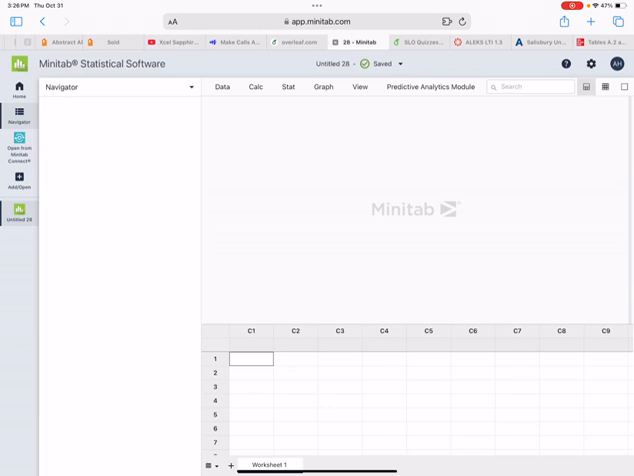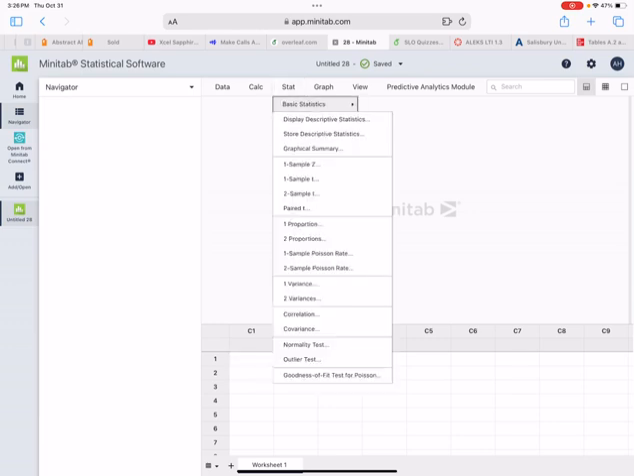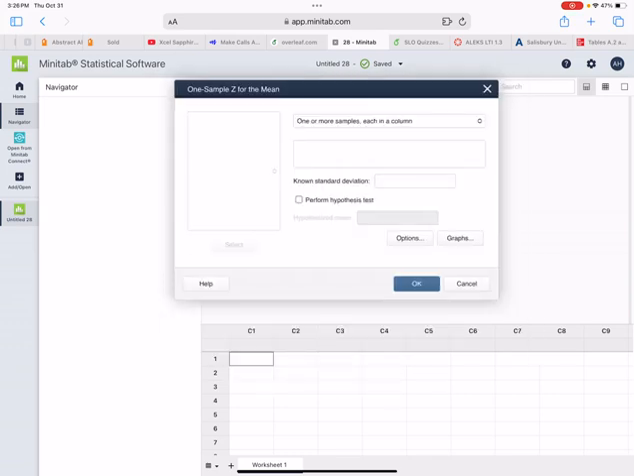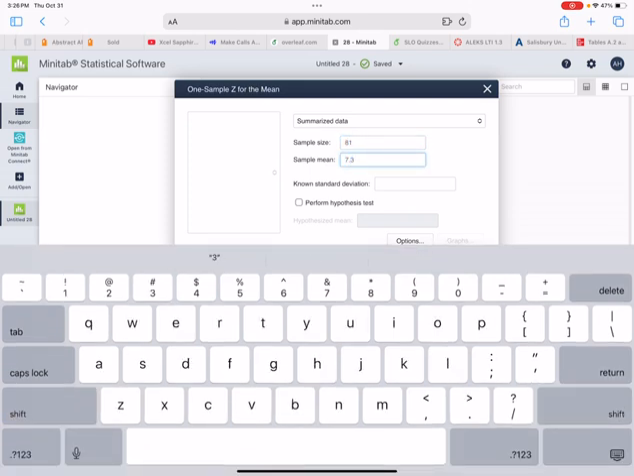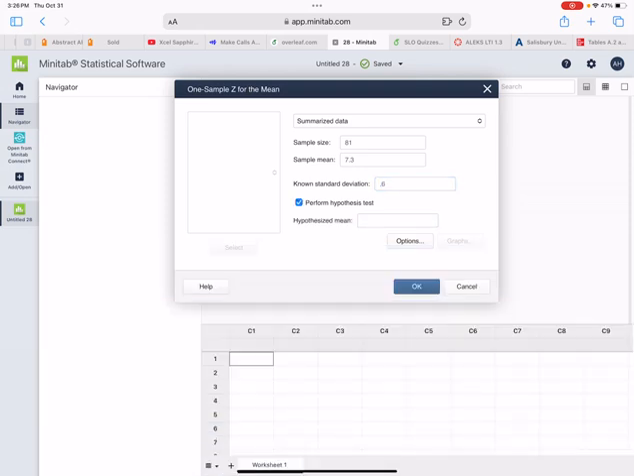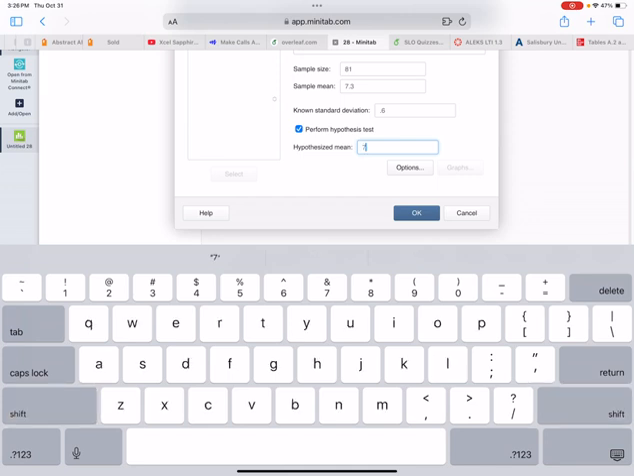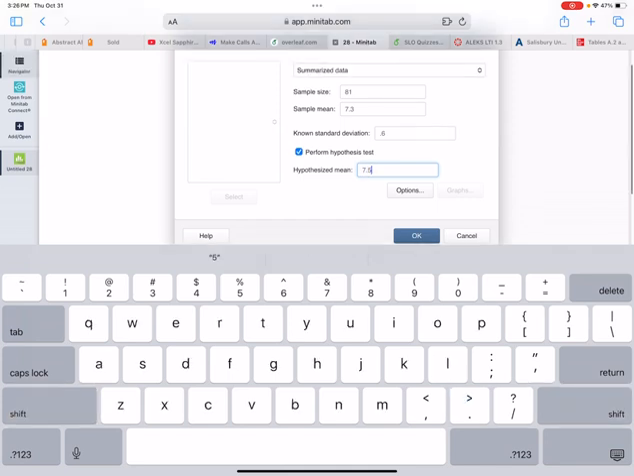So let's see what we do here. Basic stats. Here we're going to go with one sample z, and we're going to use summarized data. Our sample size was 81. Our sample mean was 7.3. The known standard deviation was 0.6. And yes, we are performing a hypothesis test, and our hypothesized mean is 7.5.